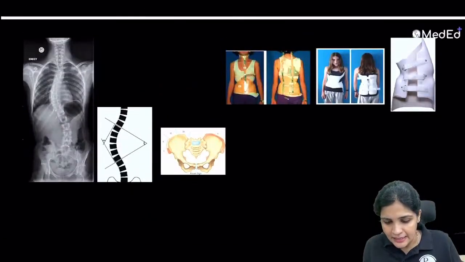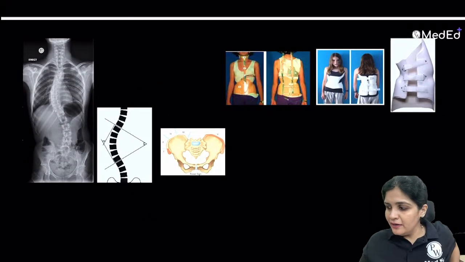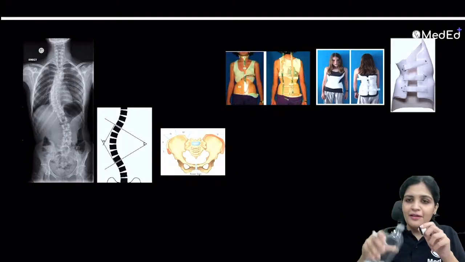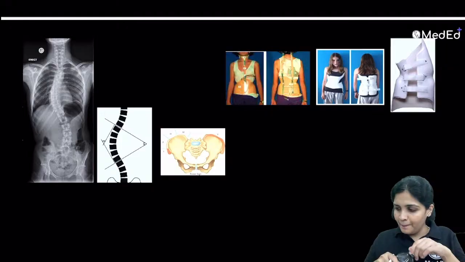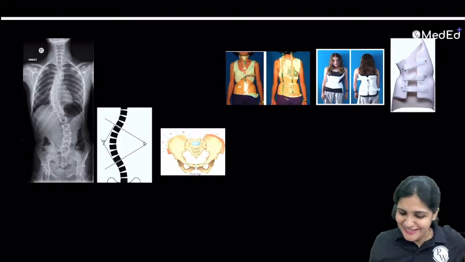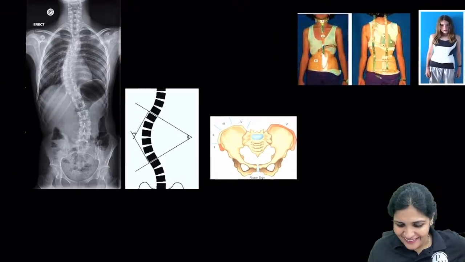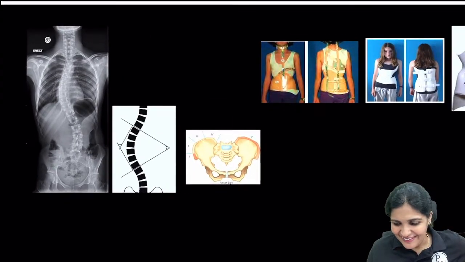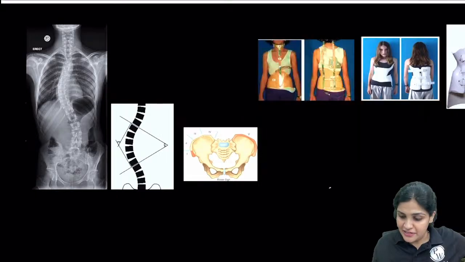Clear, guys? Yes, ma'am. Okay, now let's enter into the spine. Is it boring? No, ma'am. Thank you. It's quite interesting. The integrations are quite interesting. Actually, anatomy and orthopedics are integrated together. Okay, I'm happy that you're finding it interesting.